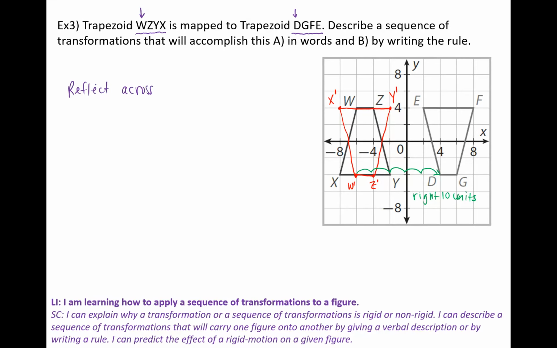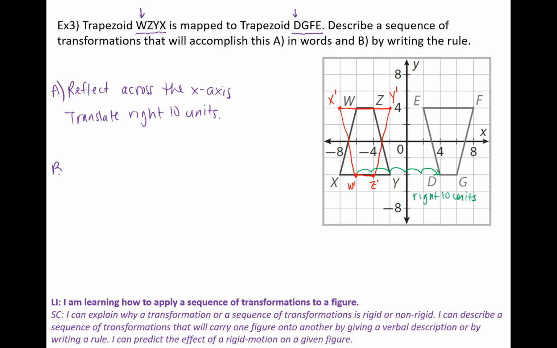So this is part A, sorry. Reflect across the x-axis. And then the second thing I did was translate right 10 units. So that would be writing my transformation in words, or what our success criteria has for the verbal description part. That's what we mean by writing it in words.